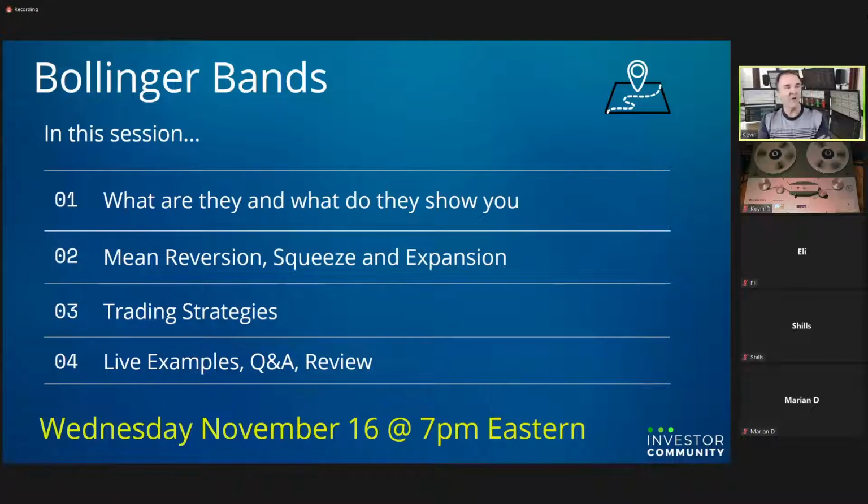All right, so in this session, we're obviously looking at Bollinger Bands. We're going to look at what they are and what they show you. We'll be looking at how they work with mean reversion. We'll look at how they squeeze together and how you can use that, and also we'll look at volatility expansion, and how the Bollinger Bands show you that.